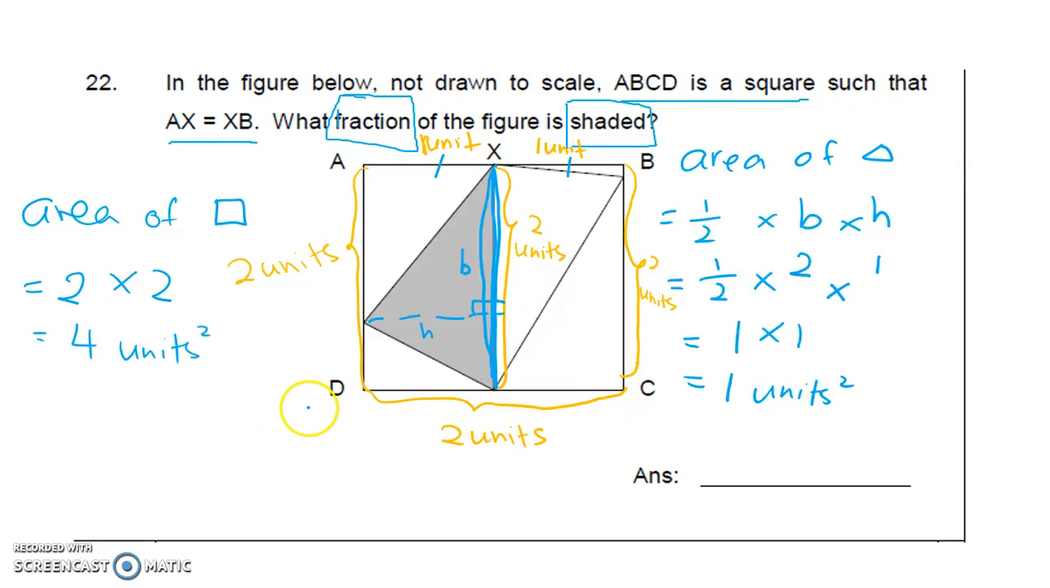Now, I want to find out what is the fraction of the figure that is shaded. Okay, so the shaded part is actually 1 unit out of the total area, which is 4. Giving my answer as 1 out of 4. Okay, let's move on.